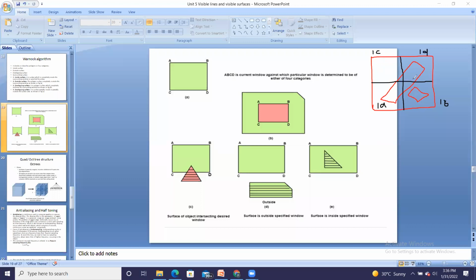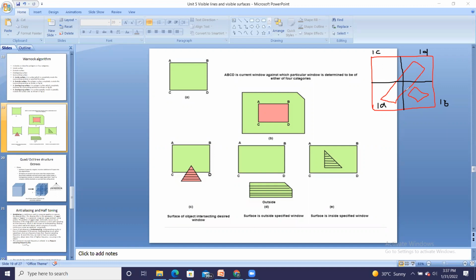Okay, so that is about totally inside and totally outside. These two cases we have considered. Now the third case is contained, or we can say partially inside.